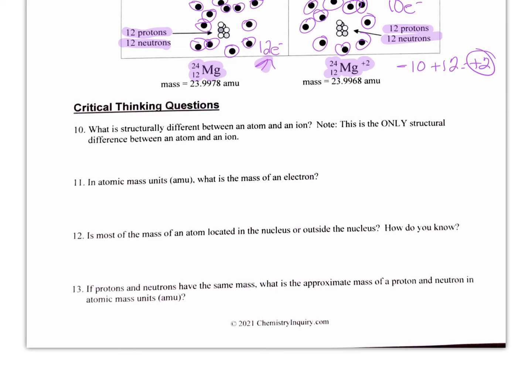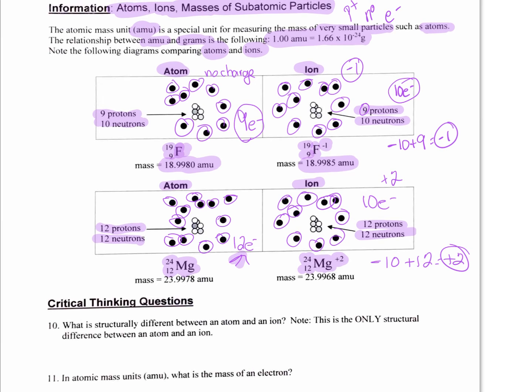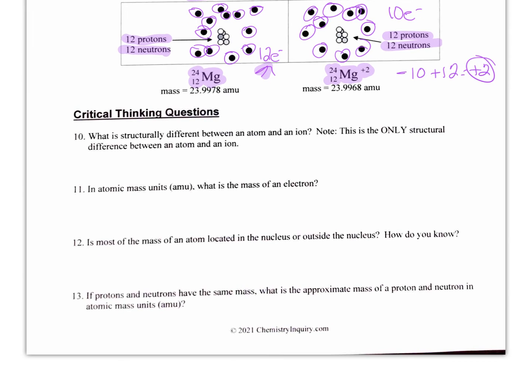Number 10. What is the structural difference between an atom and an ion? Well, we noticed that the only difference between these two was the number of electrons. That's what was changing. We had 9 electrons here and then 10. And we had 12 electrons here and then 10. So the number of electrons is what was changing. I'm going to use shorthand, number of electrons. It's okay to use shorthand as long as you understand what it means. If you want to write the words out, write the words out.